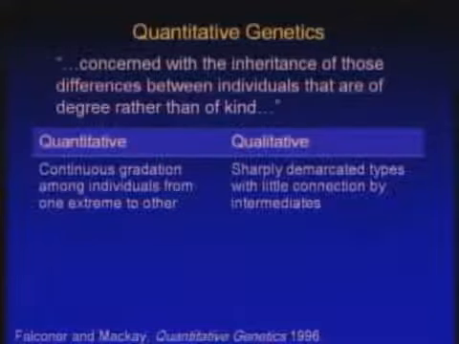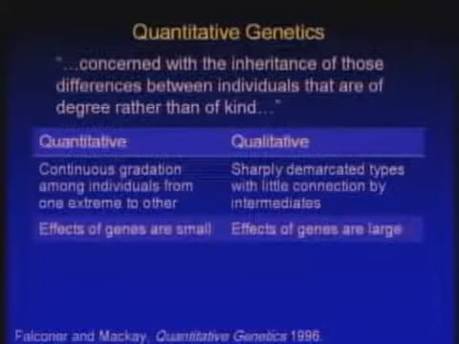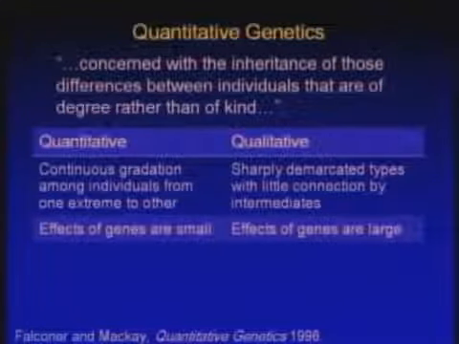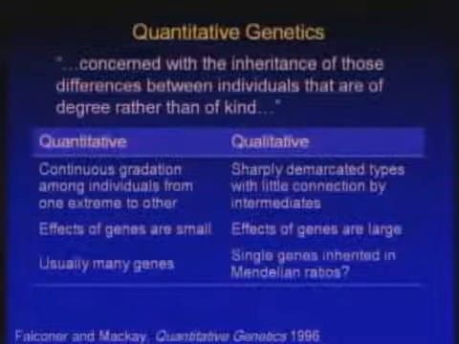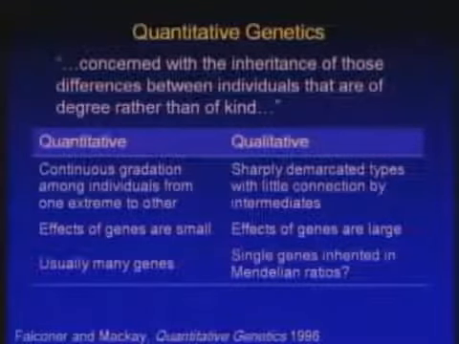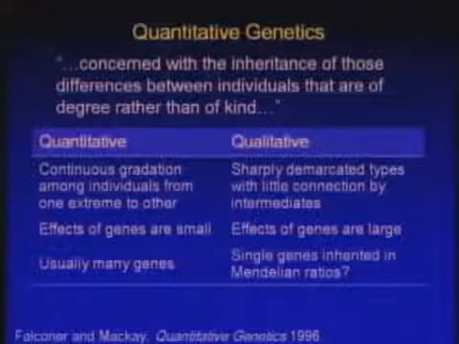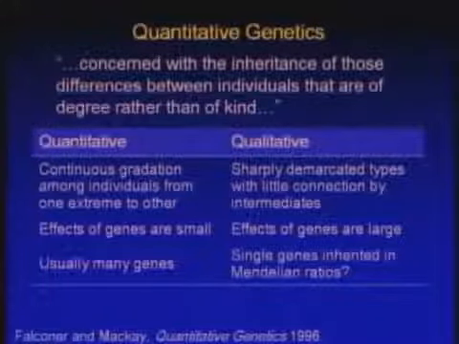So what are the differences? There are continuous gradations, obviously, rather than sharply demarcated types. The effects of the genes generally are small in order to give you a smooth distribution, as opposed to, say, multiple means. Where in qualitative traits the effects are large, and then usually there are many genes in quantitative traits, where there tend to be single genes inherited in Mendelian ratios for discrete traits.